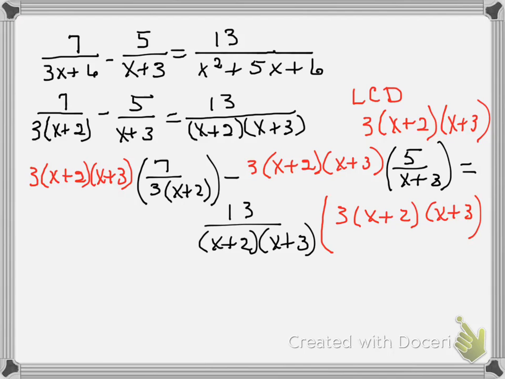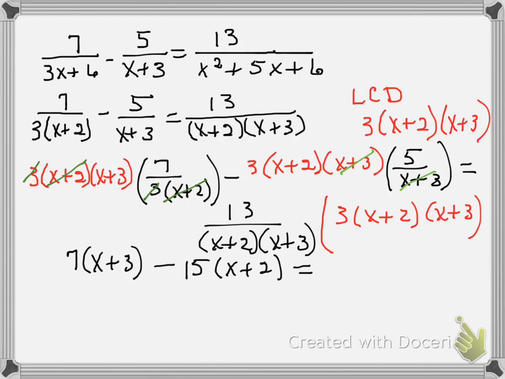So when we multiply these first two, we can divide out the 3's and the x plus 2's. So from that first term, we will only have left the x plus 3 times 7, and I'm just going to write it 7 times x plus 3. All right, minus, in the second term, we can cancel out factors, and we will cancel out the x plus 3. So we are left with 3 times 5 is 15 times x plus 2. Notice all the rational expressions are being removed as we do this.